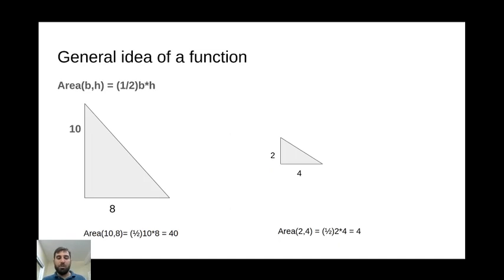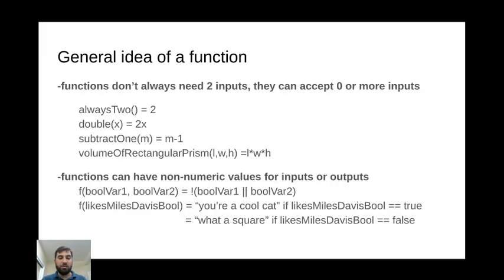So here we are, we're plugging in different values for base and height, but our function is the same. So the name of our function in this case, we called it area. The name of the first input is B, the name of the second input is H, and this will give us the areas of 2 different right triangles. Now, functions don't always need 2 inputs.